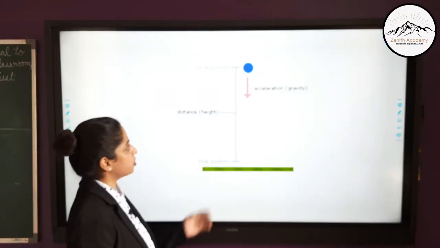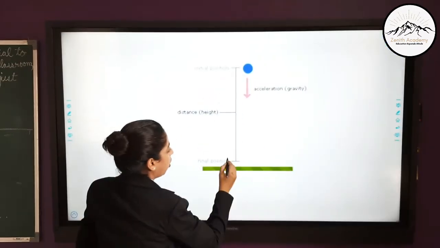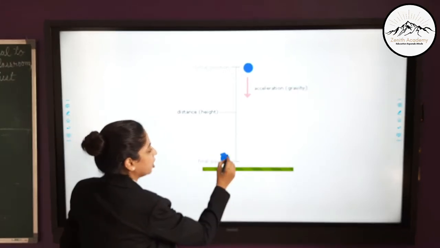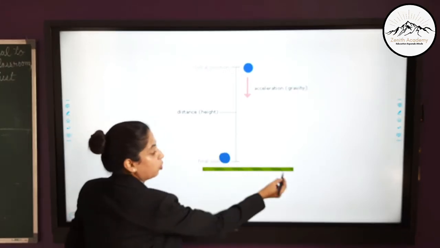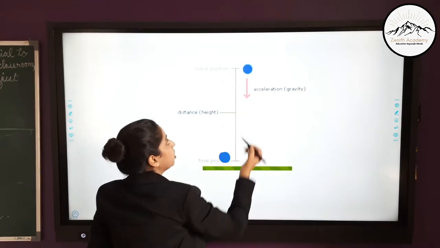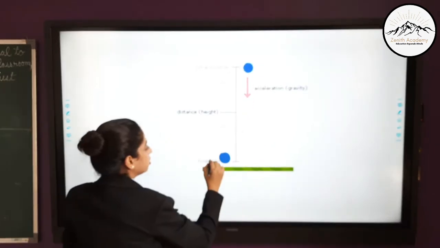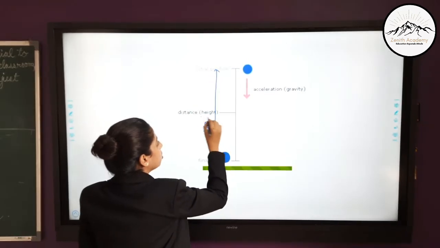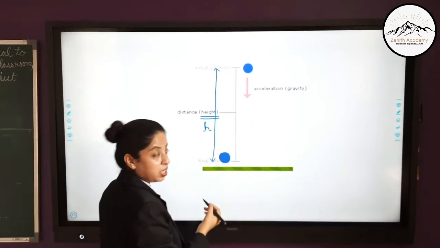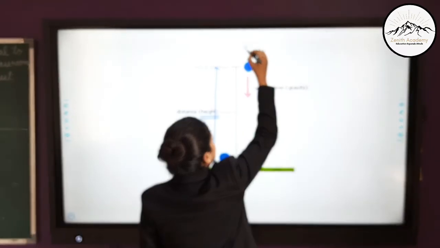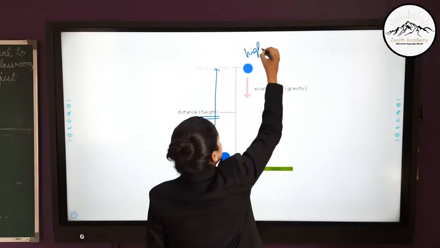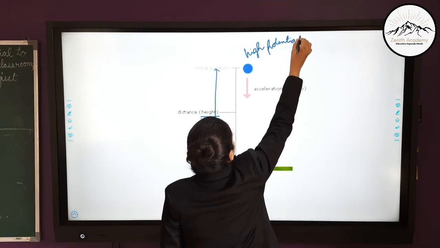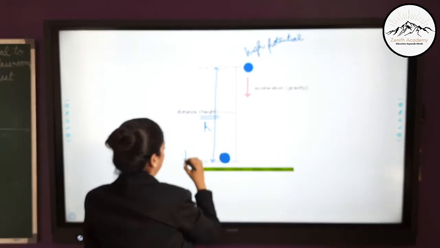So students, if you see there is a ball, and if that ball is initially here down, then you say its potential energy is very less because it is very close to the ground. Now at this position its potential energy is high because now it is at a distance h above the ground, and because of this height, now this has high potential energy. So we say that this is at high potential and initially it was at low potential.